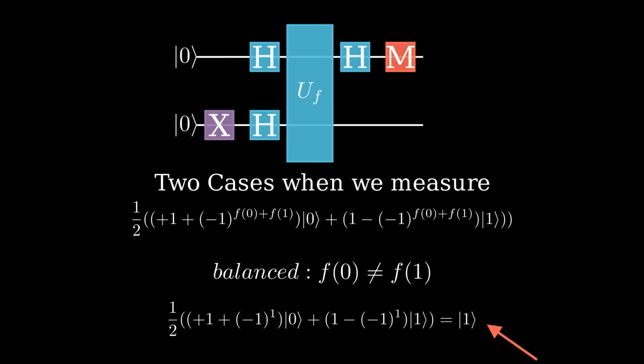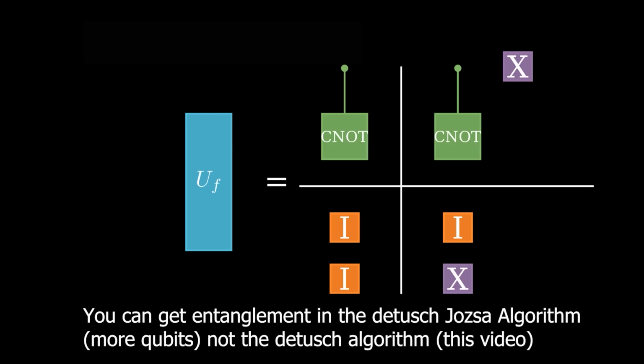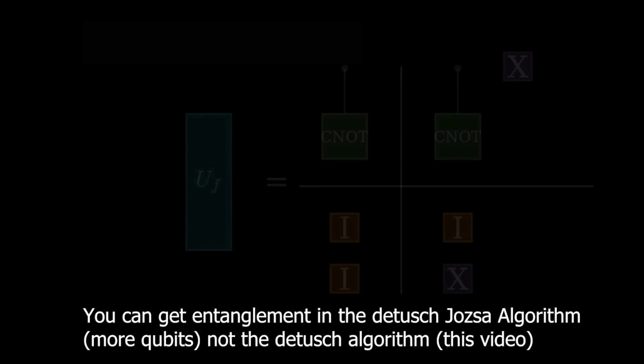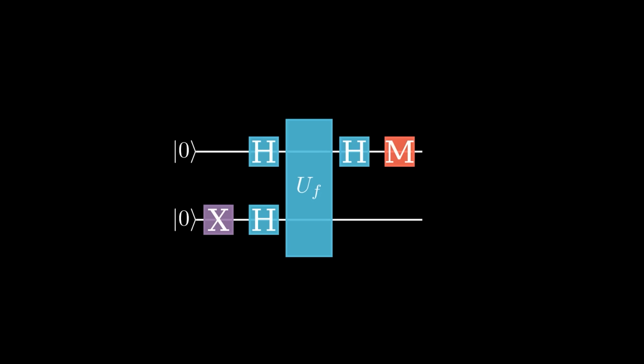Notice again, this algorithm doesn't actually care about how the function f ever works. It only cares that the function satisfied our criteria, meaning that the function was either constant or balanced. One more thing I just want to add in. Usually entanglement is generated inside the function f, so we won't explicitly see it, but you can get entangled states. Alright, so that was the 2-qubit case of the Deutsch-Jozsa algorithm, which is called the Deutsch algorithm.